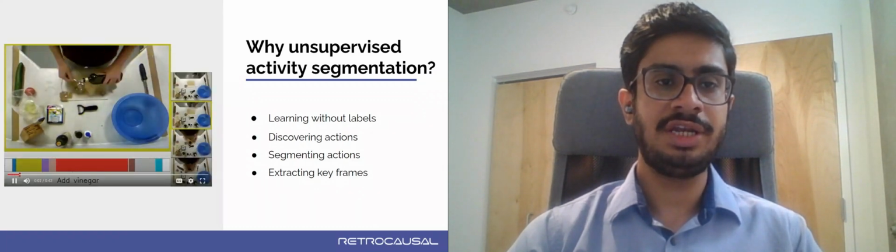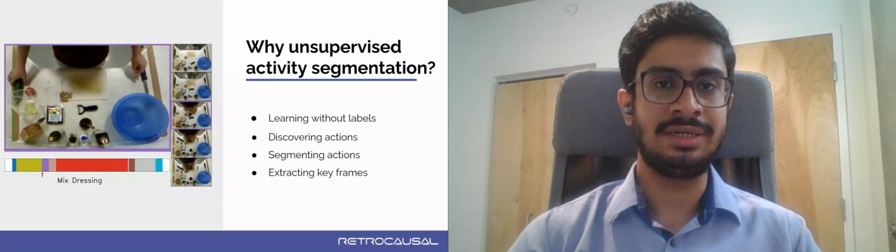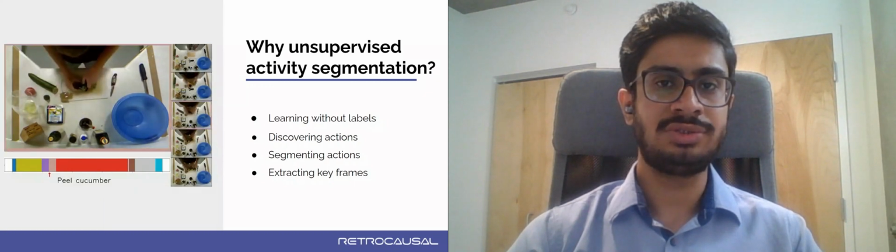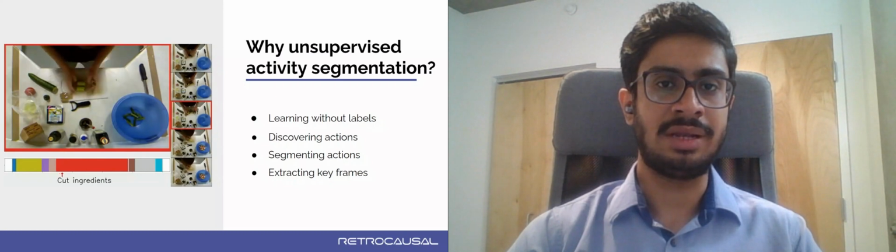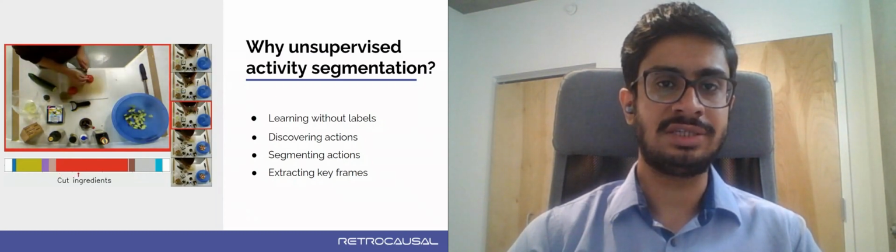Unfortunately, training deep neural networks for visual activity segmentation requires costly frame-wise labels as supervisory signal. Our goal here is to train activity segmentation models in an unsupervised manner. These models could be used for localization of salient actions, autonomous discovery of task structure, as well as video summarization.